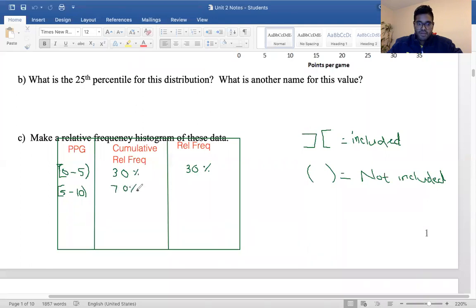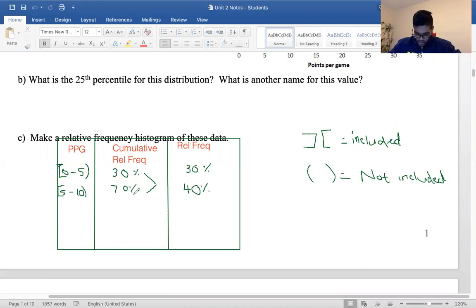Now to determine the relative frequency, all I have to do is look at the difference between these two numbers. Basically what this is saying is that from 0 to 5, I had 30% of my data. From 5 to 10, I had 40% of my data. And what does cumulative mean again? It means addition. So when you put these together, I get back to this over here. 30 plus 40 is 70.